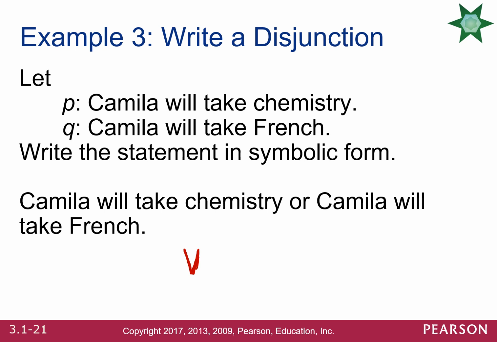And then on the left side of this V symbol will be P, that's Camilla will take chemistry. And then to the right of the V symbol will be Q, which is Camilla will take French. So this will read as P or Q. Camilla will take chemistry or Camilla will take French. All right. So let's look at the solution. It's P or Q, same as what we got here.